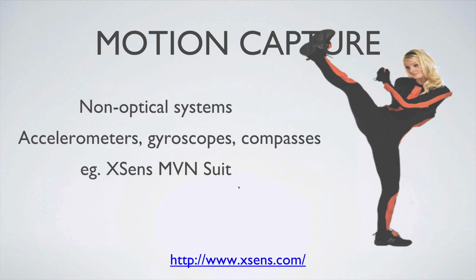There are some other non-optical systems. We have one called an MVN suit by Xsens, and you can kind of see it down here. It uses a number of accelerometers and gyroscopes placed at important locations on the body so that you can capture rotation and force being applied in different ways. The advantage of that is you don't need all the cameras and you can walk around in any space and be captured.